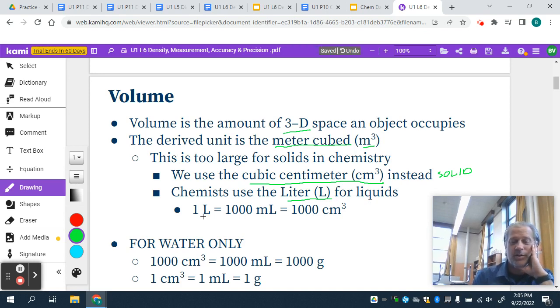So the other thing that is important to think about is the relationship of volume and what that really tells us. So 1 liter on our conversion sheet is equal to 1,000 milliliters. But that also happens to be equal to 1,000 cubic centimeters. So what that really tells us is that 1 milliliter is the same volume as 1 cubic centimeter. One of them we use simply for solids most of the time, and the other one we use for volume of liquids most of the time.